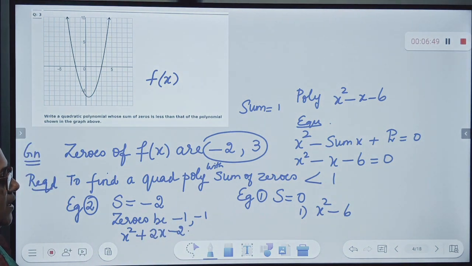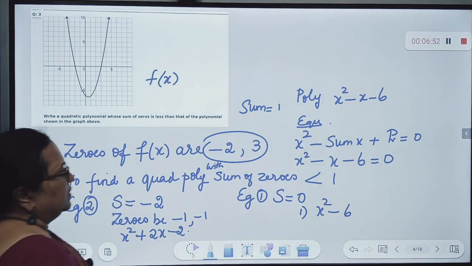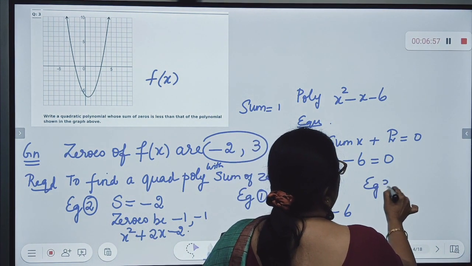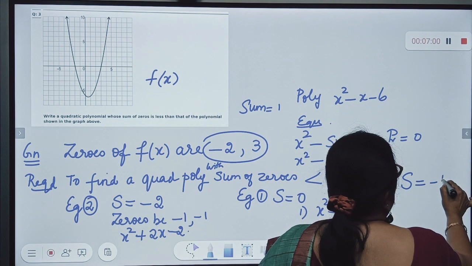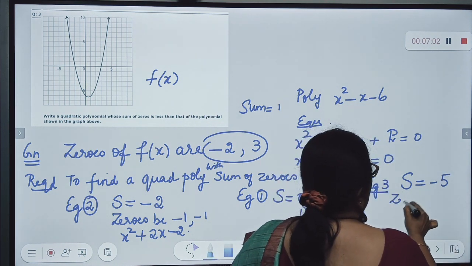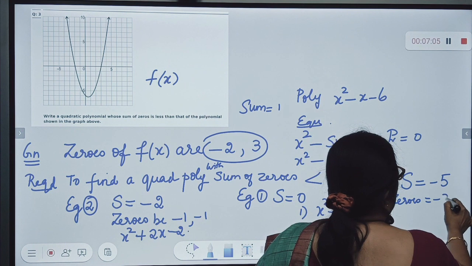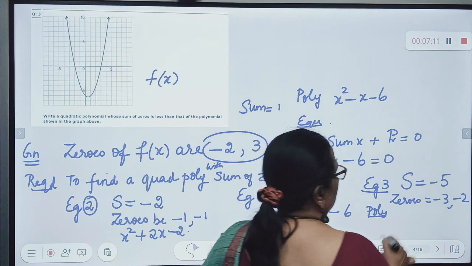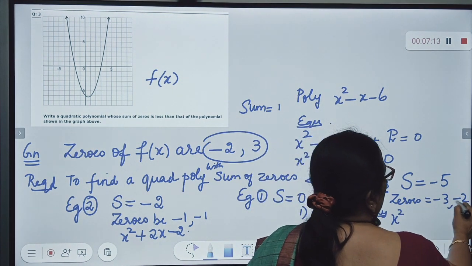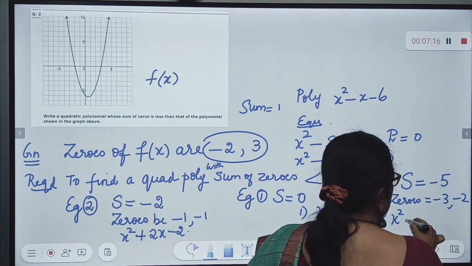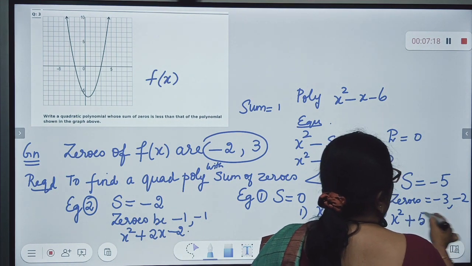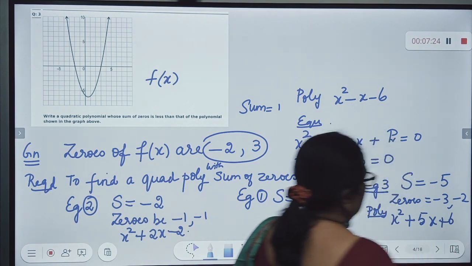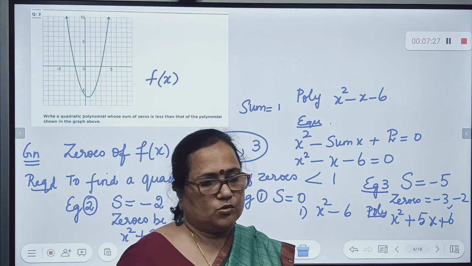So this is another example. You can give many such examples. You can construct your own example. Maybe I will construct one more example, example 3, that sum be minus 5. Then let the zeros be minus 3, minus 2. Can I give such a polynomial? x square, minus of minus 5, so plus 5x, product will be plus 6. If I want an equation, x square plus 5x plus 6 equal to 0.